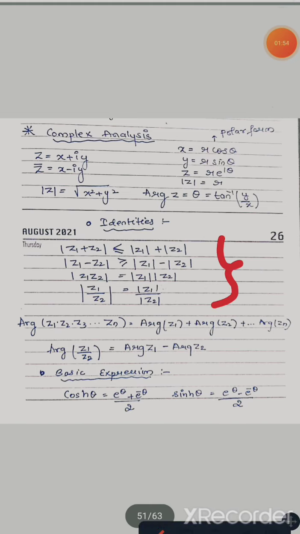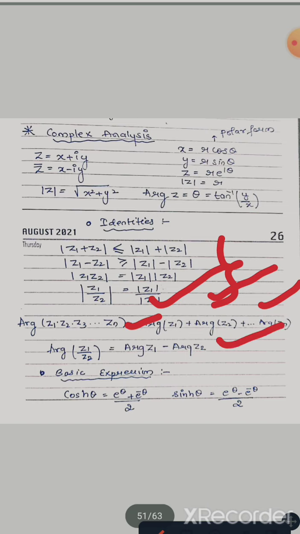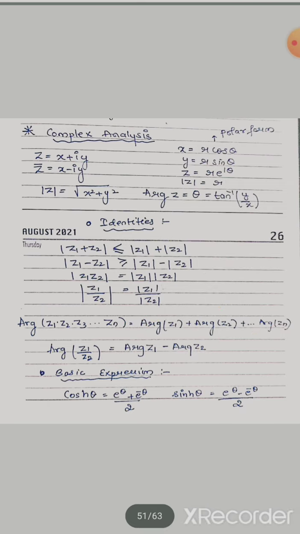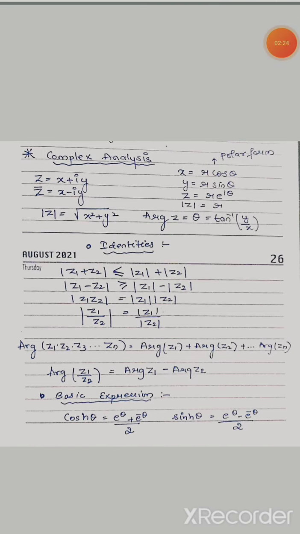And next, the argument of z function. For any complex numbers z1, z2 and so on up to zn, take the argument of the individual numbers: argument of z1 plus argument of z2 and so on up to argument of zn. If it is the argument of z1 by z2, what will be the value? That is argument of z1 minus argument of z2. Okay, these are the things you should know.